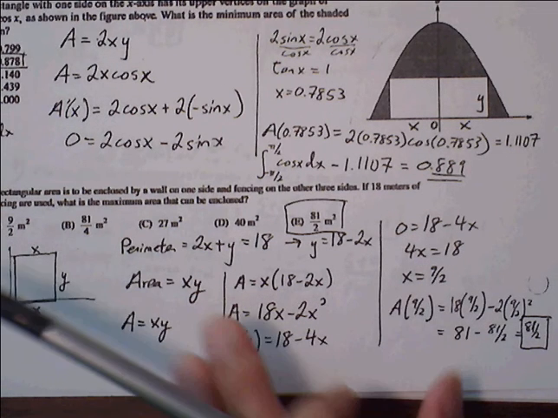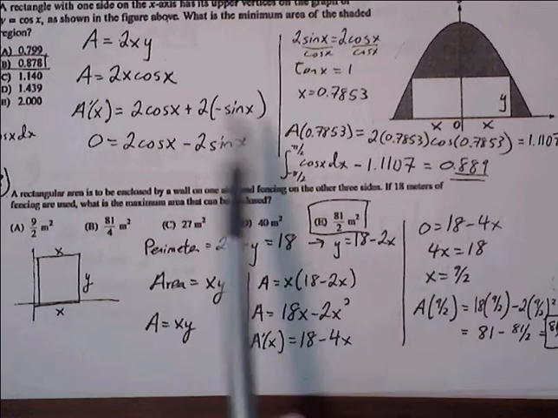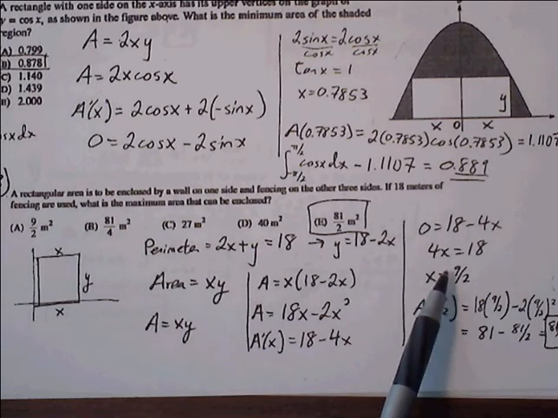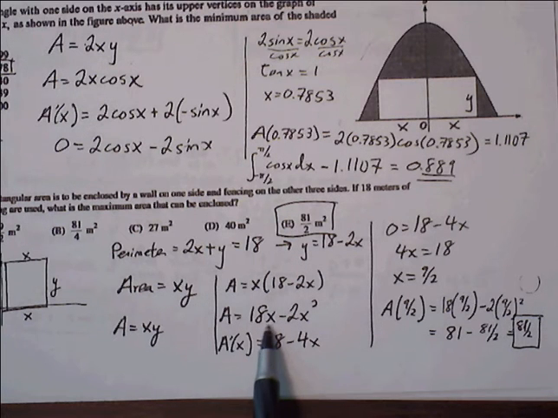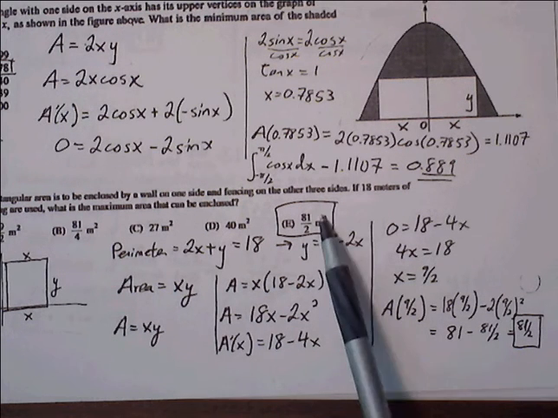So we know that maximum area will be achieved when x is 9/2. If we want to find the area at 9/2, we can plug 9/2 into one of the area equations. So 18 times 9/2 minus 2 times 9/2 quantity squared will give us 81/2 square meters.